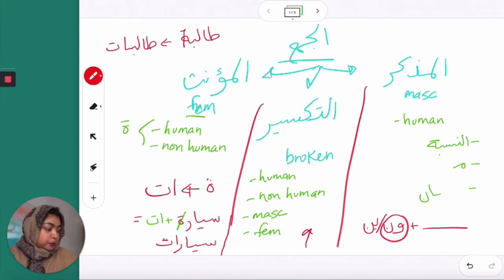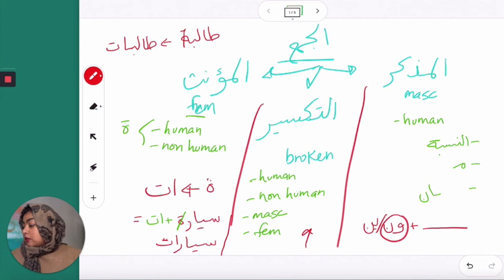What is more tricky is just memorizing which words fit this pattern, which words that are feminine fit this pattern, and which words that are feminine fit taksir. Because taksir is a hodgepodge. It can be any word, right? It's just a matter of you memorizing which ones they are.